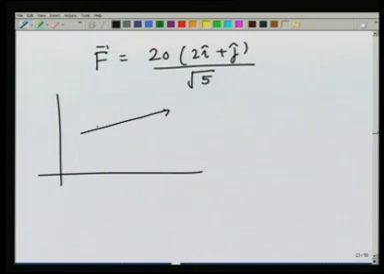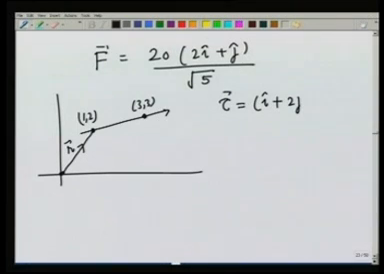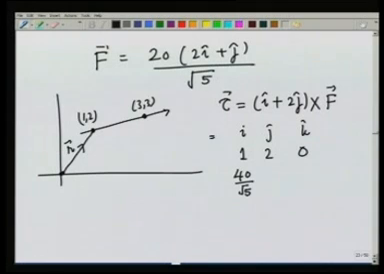It is being applied along the line which is passing through 1, 2 and 3, 3. Let us calculate the torque about the origin by first taking r from 0 to 1, 2. So, that this vector is going to be i plus 2j, and we are crossing it with F, which is going to be nothing but, the determinant way, i, j, k, 1, 2, 0. For the force, it is 40 over root 5, the j component is 20 over root 5 and 0.